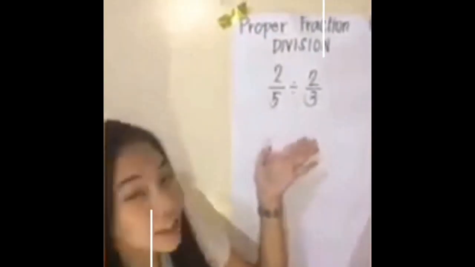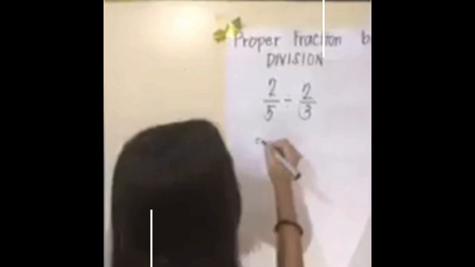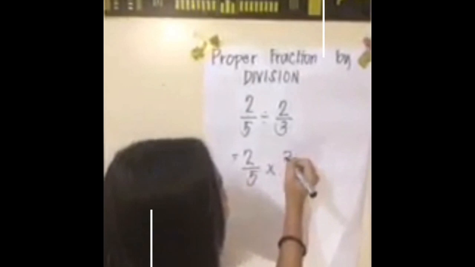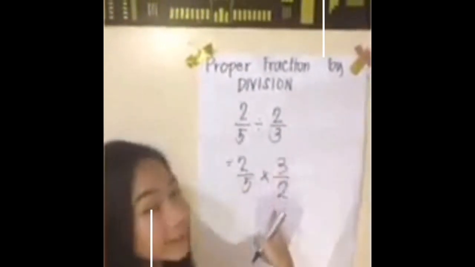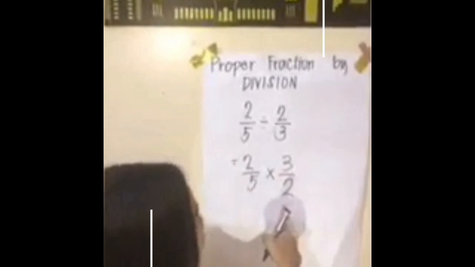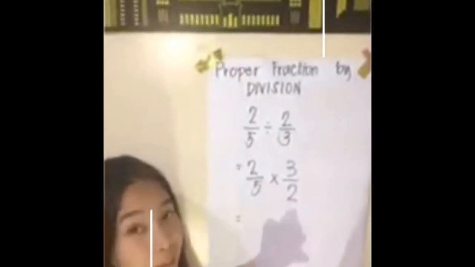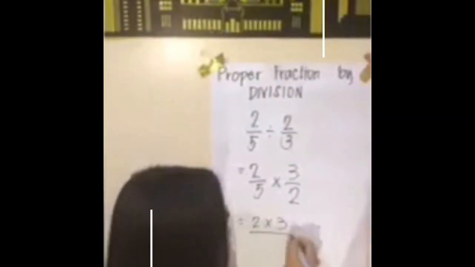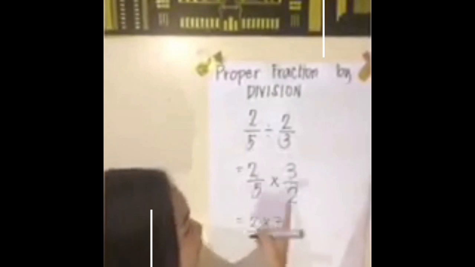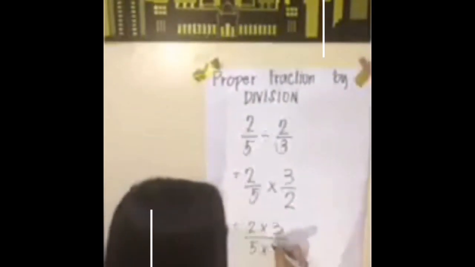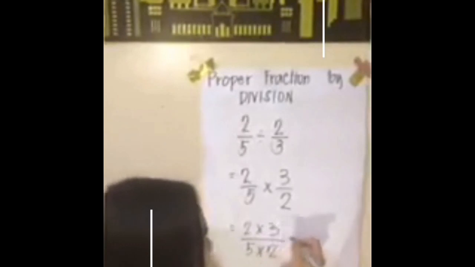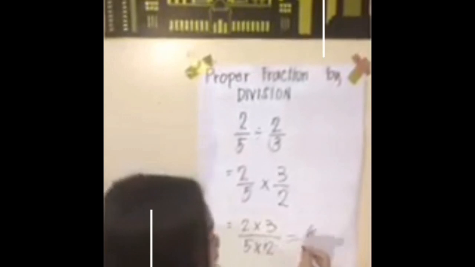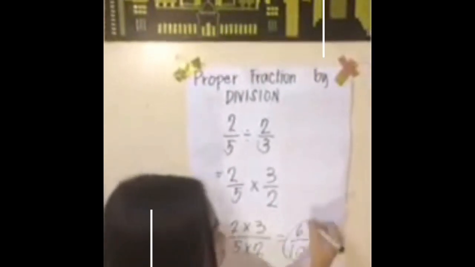As you can see here in the given, 2/5 times 3/2. We take the reciprocal of the divisor. So, step number 2, multiply the numerators. So, 2 times 3. Then, step number 3, multiply the denominators. 5 times 2. 2 times 3 is equal to 6. 5 times 2 is equal to 10. 6/10.